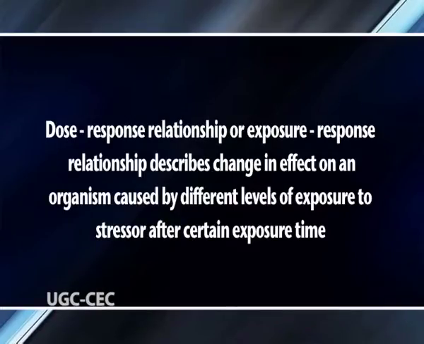The dose-response relationship or exposure-response relationship describes the change in effect of an organism caused by different levels of exposure or doses to a stressor, usually a chemical, after a certain exposure time. This may apply to individuals, for example, a small amount has no significant effect, a large amount is fatal, or to populations, for example, how many people or organisms are affected at different levels of exposure.